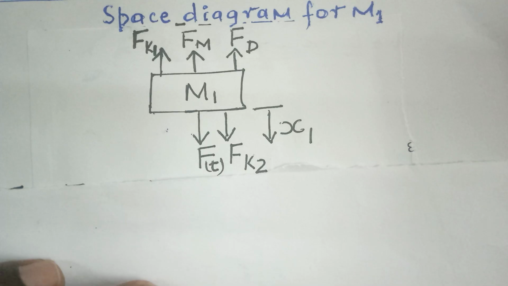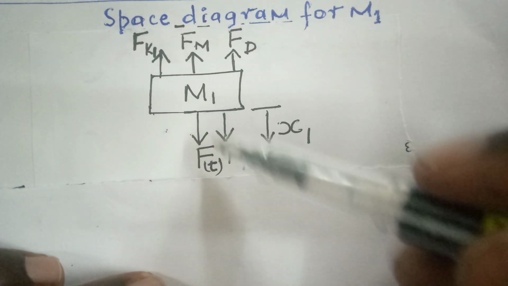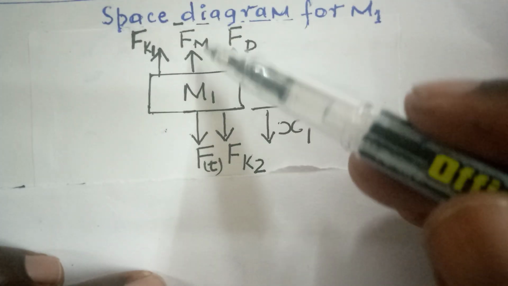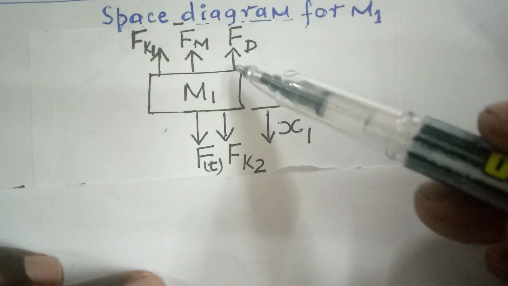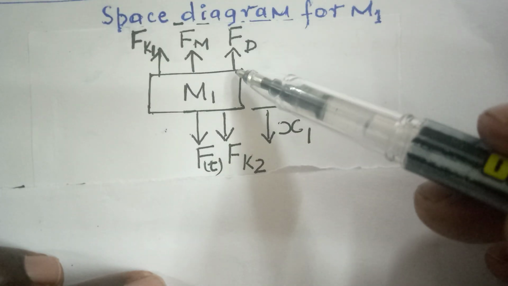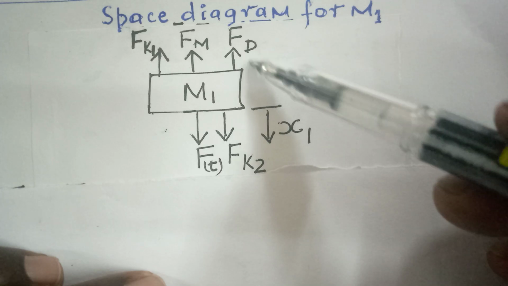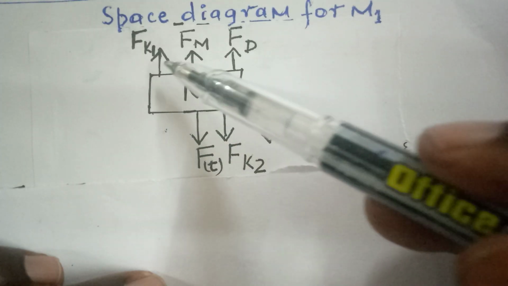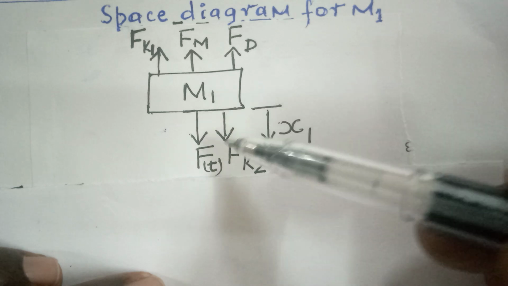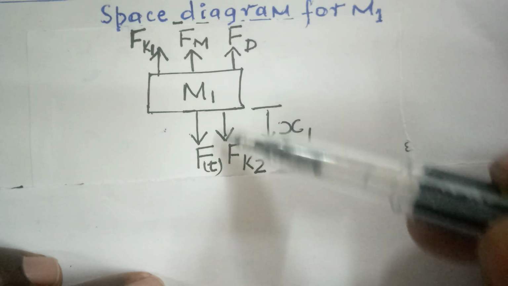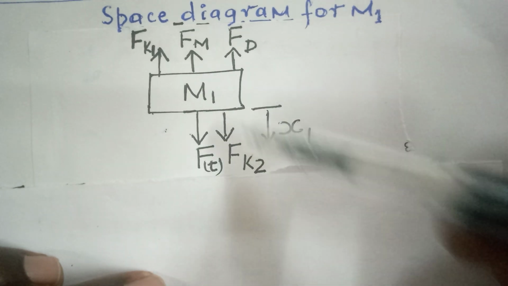Guys, these are the forces. We have Fm, due to inertia, which always acts opposite of the motion. Then we have the Fd, which is the damper, resisting the motion. And this spring is also resisting the motion. But this other spring is actually assisting in the movement of this mass.